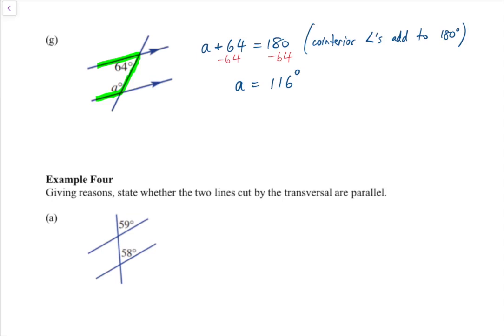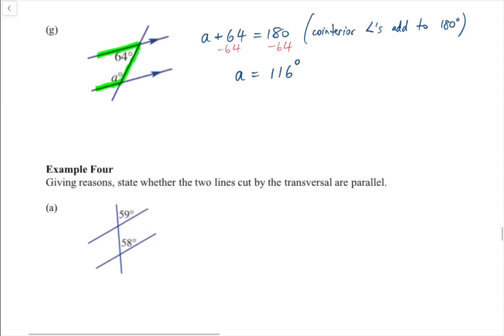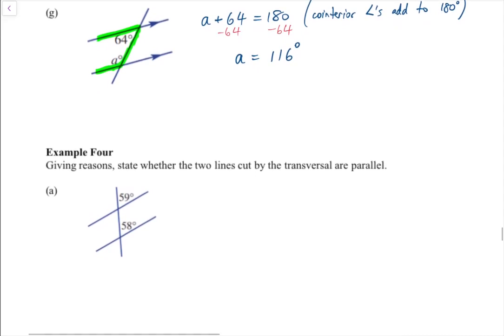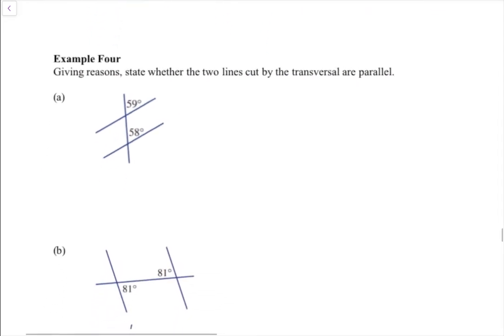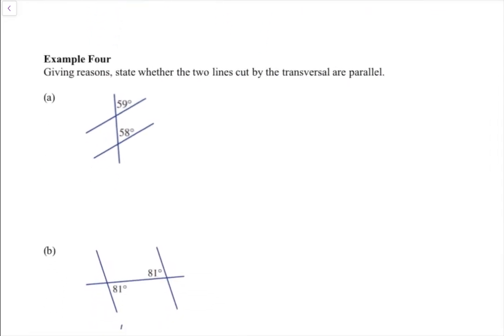Now example 4 is a little bit different. It says, giving reasons, state whether the two lines cut by the transversal are parallel. Are they parallel? It's not saying they are, it says, are they parallel? Well, let's have a look at the two angles. There's one angle, there's the other angle. That's an upside down backward F shape, but they're not equal to each other.